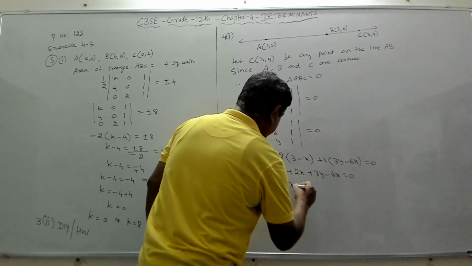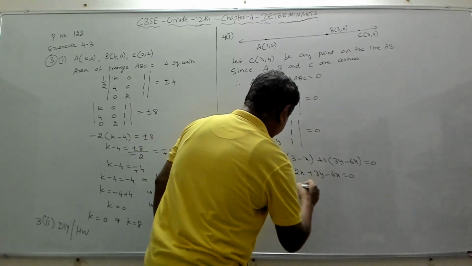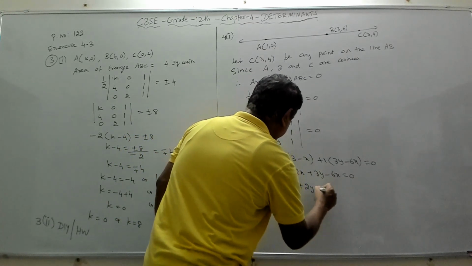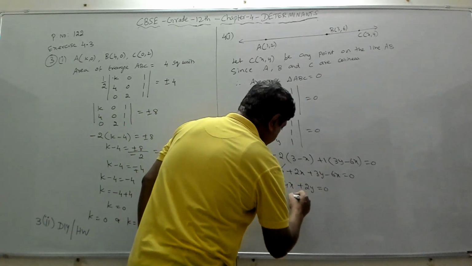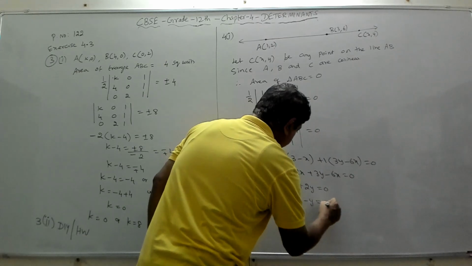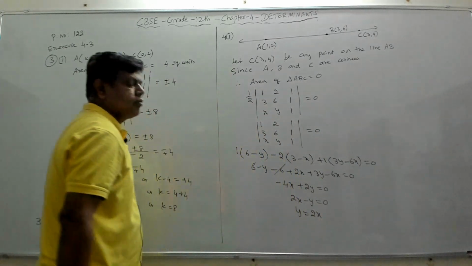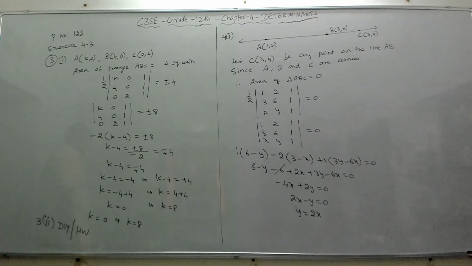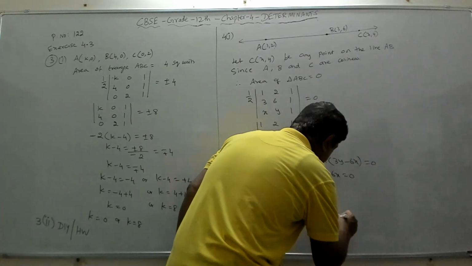Y plus 3y is 6 and minus 6 will get cancelled. So this will become 2y equal to 0. I can cancel throughout by 2 minus 2. Then it will become 2x minus y equal to 0, or I can say y is equal to 2x. So y equal to 2x is the equation of the line.